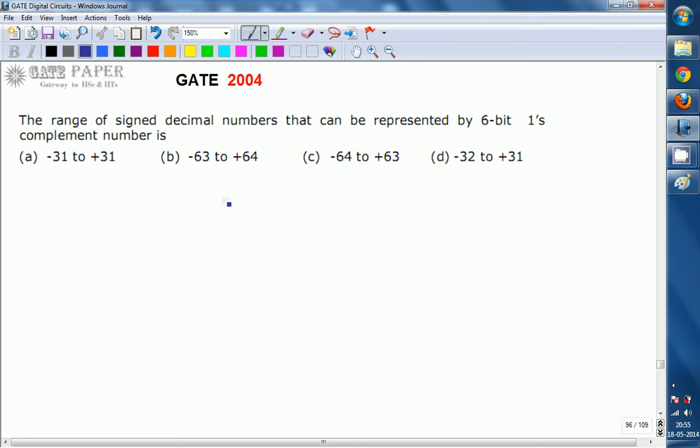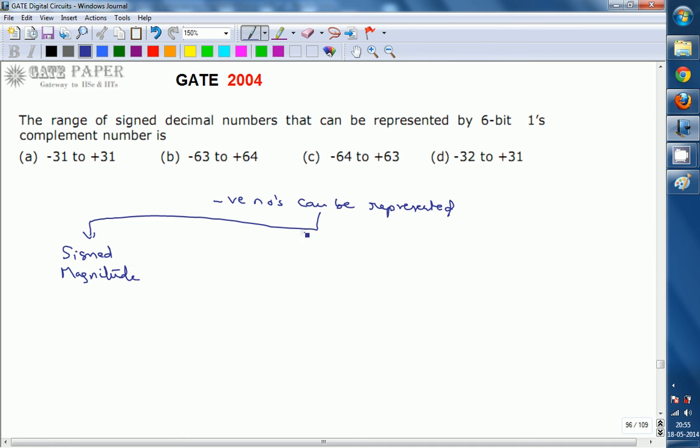Generally, negative numbers can be represented using 3 ways. First one is signed magnitude representation. The second one is 1's complement representation, and the third one is 2's complement representation. Let us assume we are going with n-bit representation, so the number is going to be used with n-bit representation.